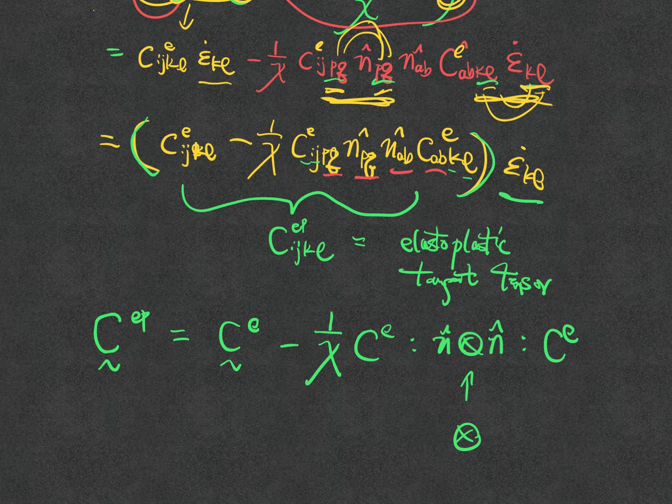Okay, what is N double dot N? I talked about it before the break. What is N double dot N? 1. Okay, why is that? Because N by definition is S divided by the magnitude of S. So S double dot S divided by S double dot S is just 1.